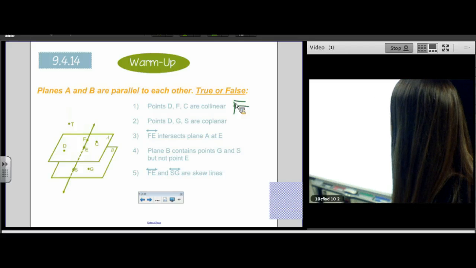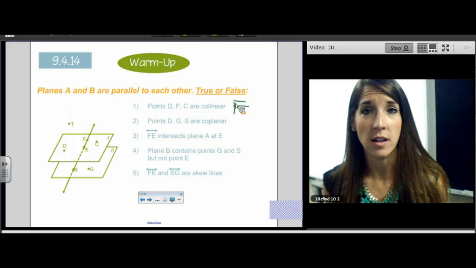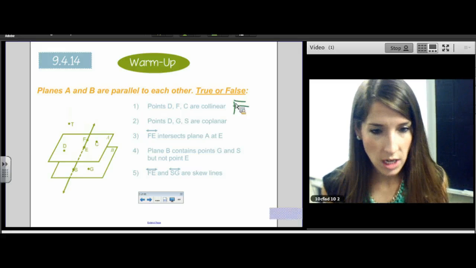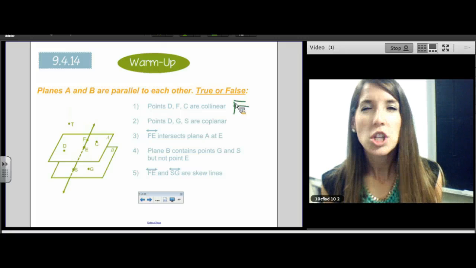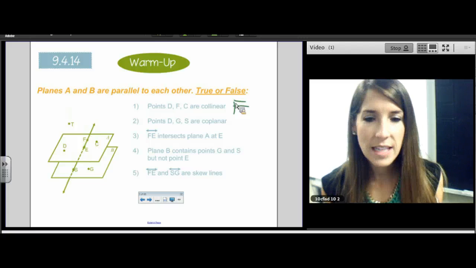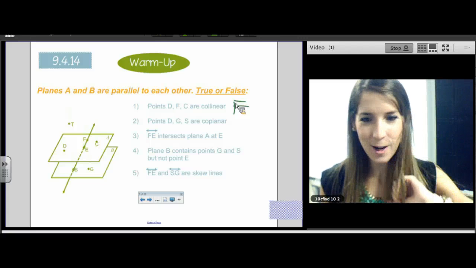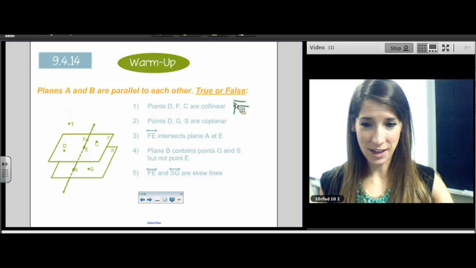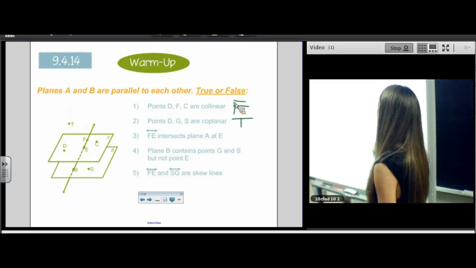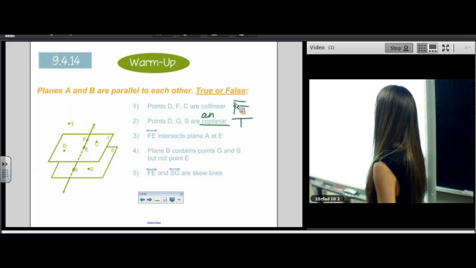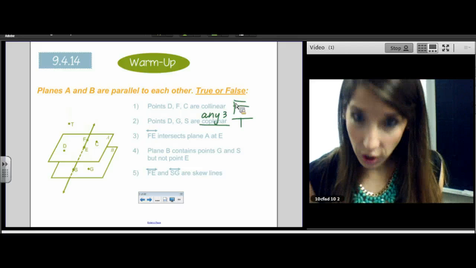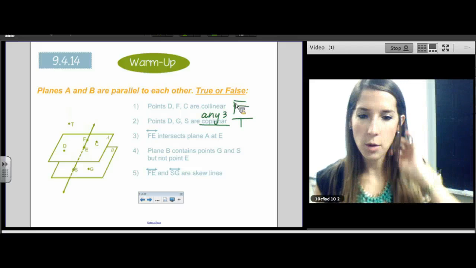Number 2, points D, G, and S are coplanar. Coplanar, same plane. D, G, and S. Do you even need a picture? No, because any 3 points in the universe are coplanar. So don't even look at the picture and accidentally confuse yourself. Yes, true, they are coplanar because any 3 points are coplanar. Now, any 3 points don't determine a plane, but any 3 points are coplanar.